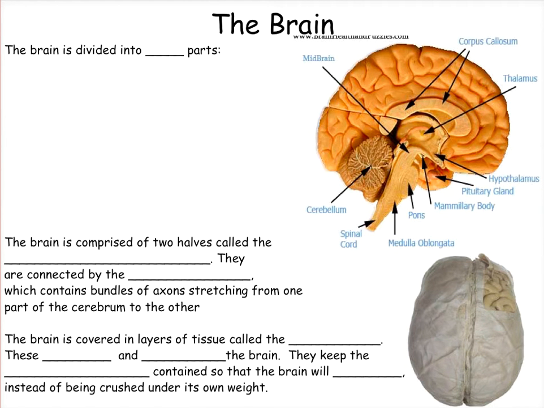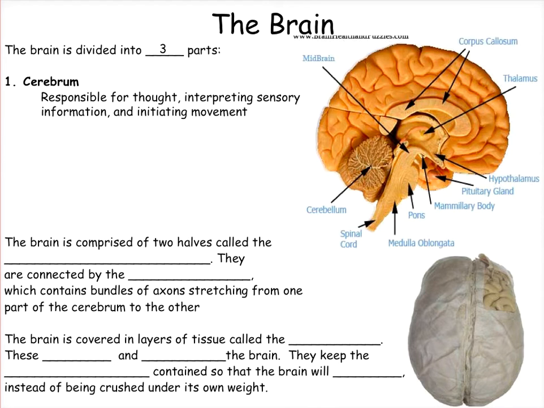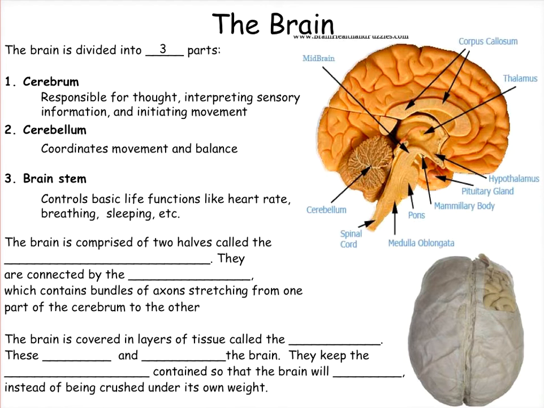Students, let's pick up where we left off last time, describing the parts of the brain. Last time, we learned that the brain has three major parts: the cerebrum, the cerebellum, and the brainstem. Today, I'm going to tell you a little bit more about how the brain is structured and organized.